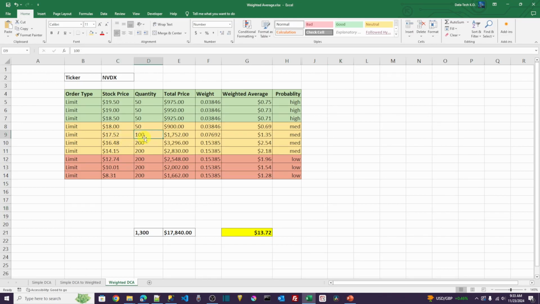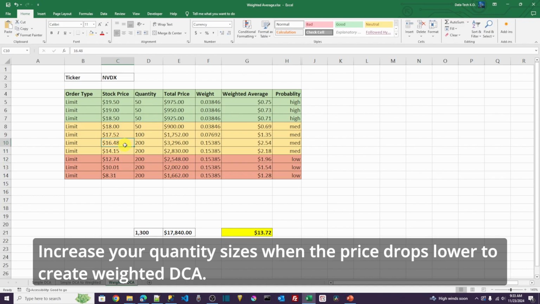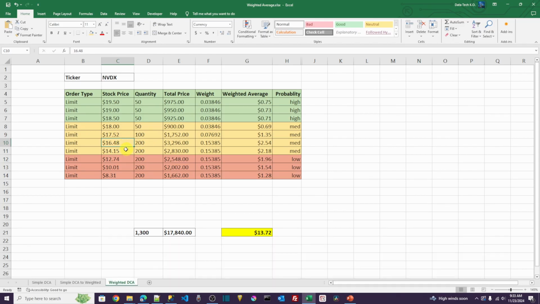17.52. So I set an order to say buy 100 shares if it reached $17.52. And this is where the weighted average comes into play. If it drops more, I will increase my quantity. If it reached $16.48, buy 200 shares. If it reached $14.15, buy another 200 shares. Kept on buying it up until it reached my last key level support, which is $8.31.